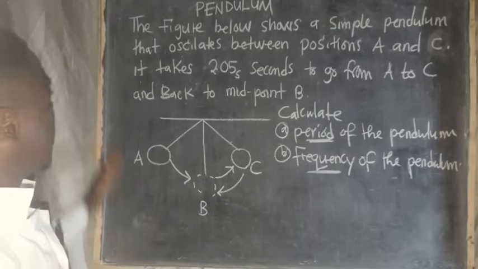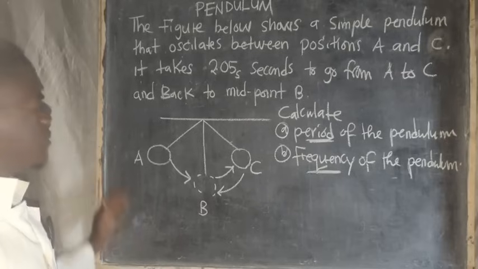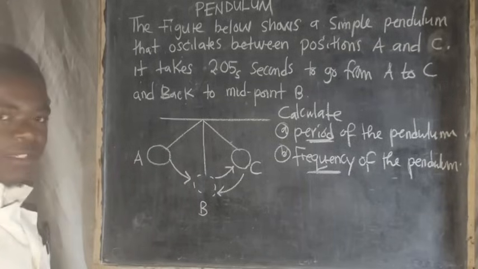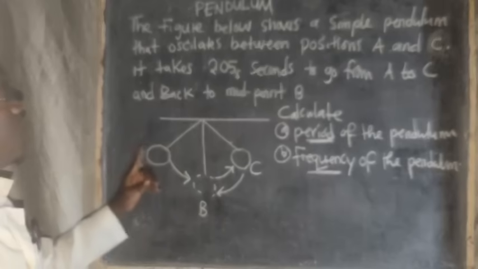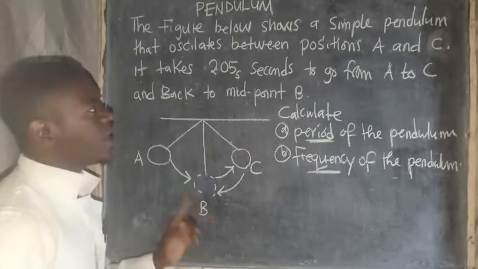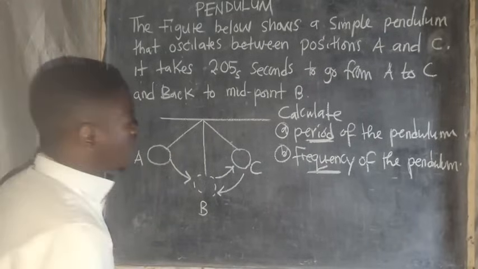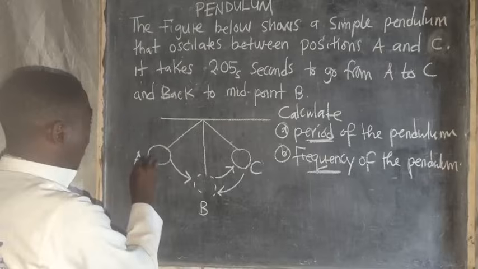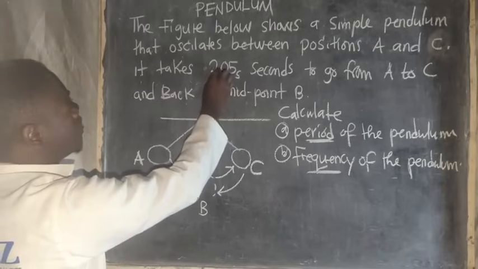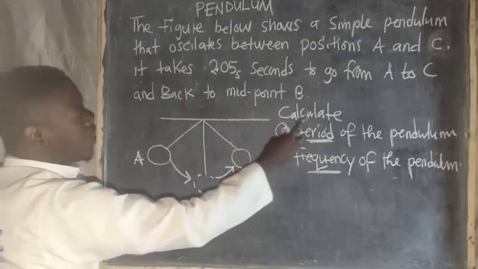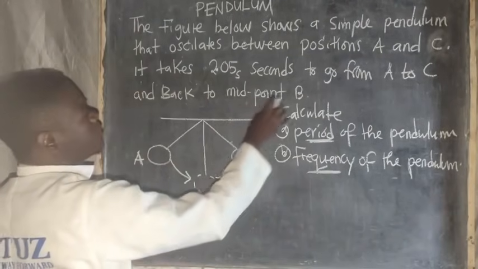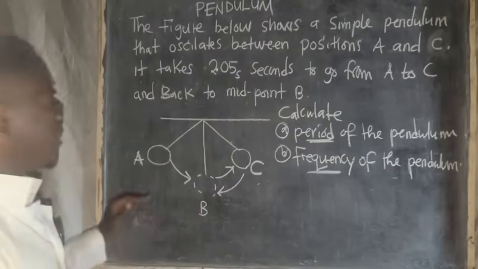So we've got this question here that I want to start with. I'll be explaining even as we answer this particular question. The question says the figure below shows a simple pendulum that oscillates between positions A and C. It takes 2.0 seconds to go from A to C and back to the midpoint B. This is what is happening.